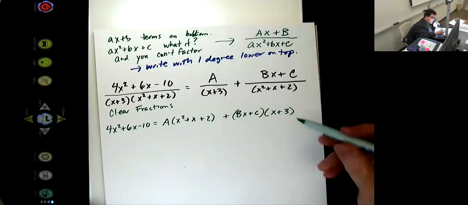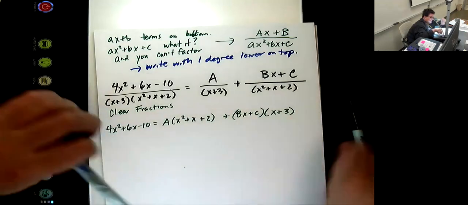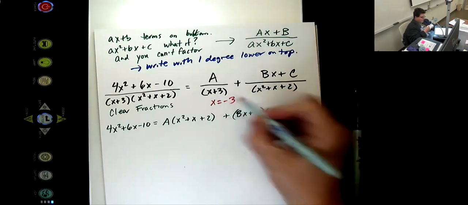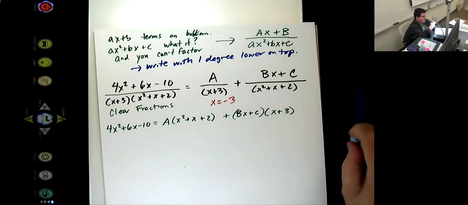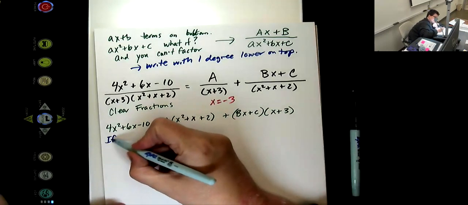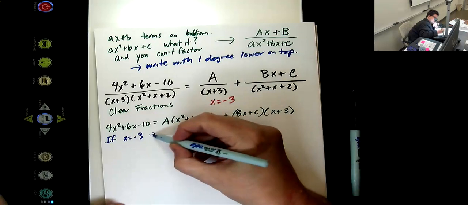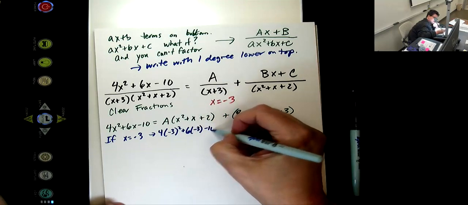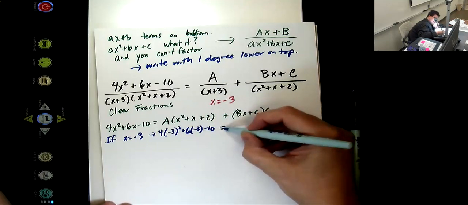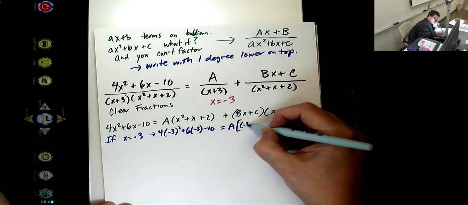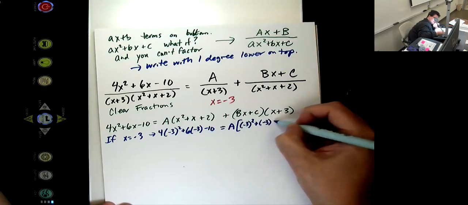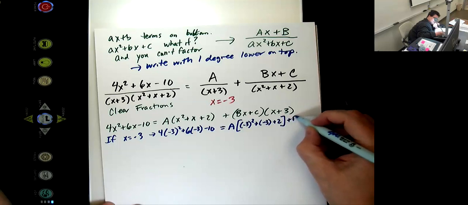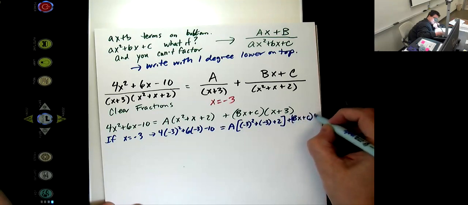All right, so I know at least one thing that makes it 0. X equals -3 is a good number, so let's try plugging that one in. If x equals -3, I've got 4 times -3 squared plus 6 times -3 minus 10 equals a times -3 squared plus -3 plus 2. And then I've got bx plus c multiplied by 0.